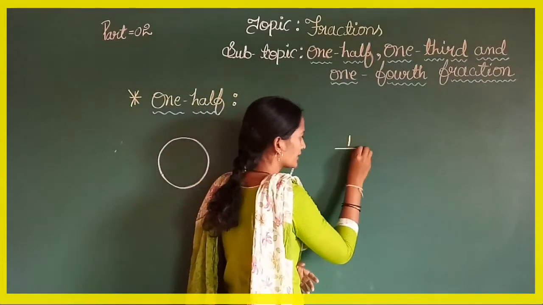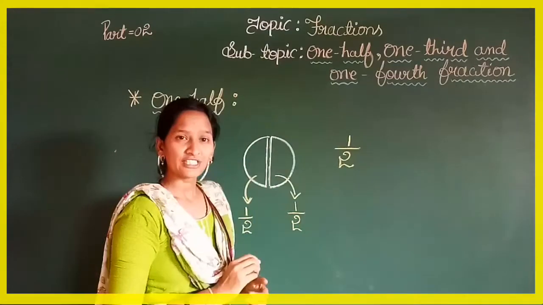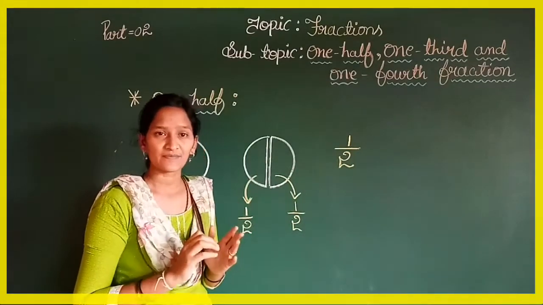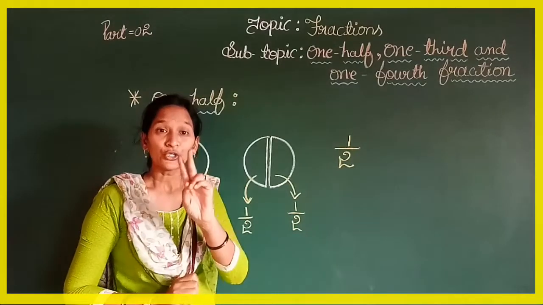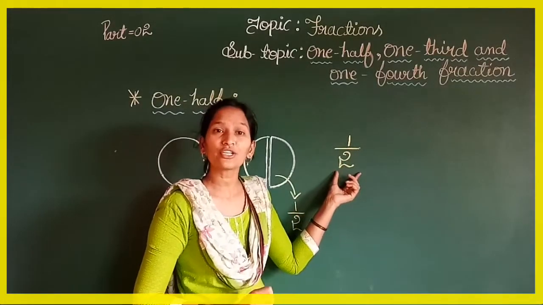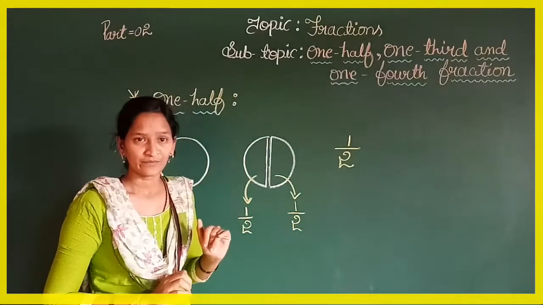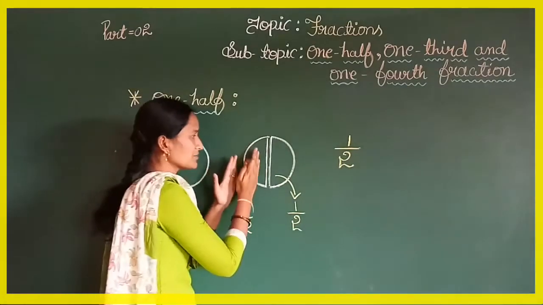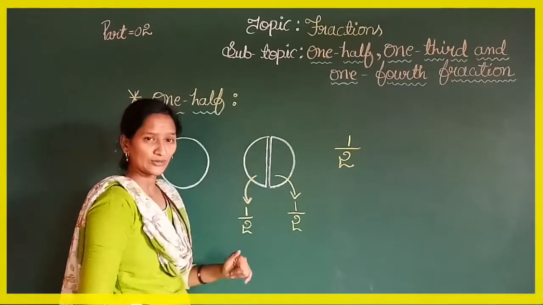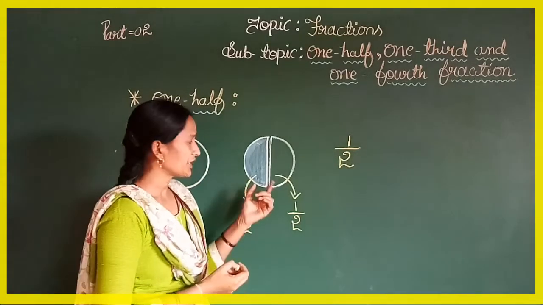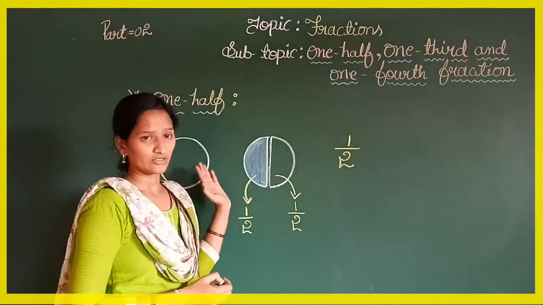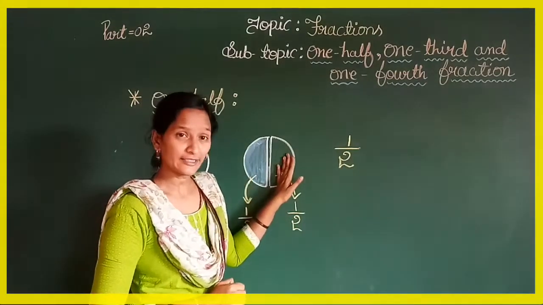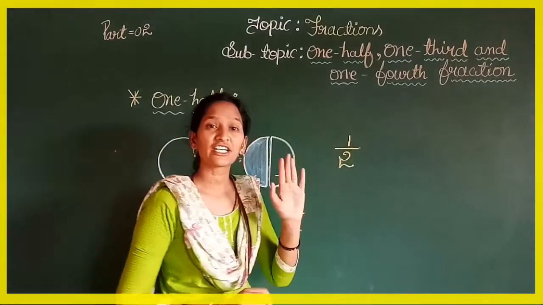What do this 1 and this 2 indicate? Do you know? This 2 indicates the total number of parts or pieces. How many parts are there here? 2 parts, right? So this 2 indicates the total number of parts of the whole. What about this 1? Now look here, I am shading one part of this whole. How many parts did I shade? Only one part. I am not shading the other part. So this 1 indicates the shaded part.